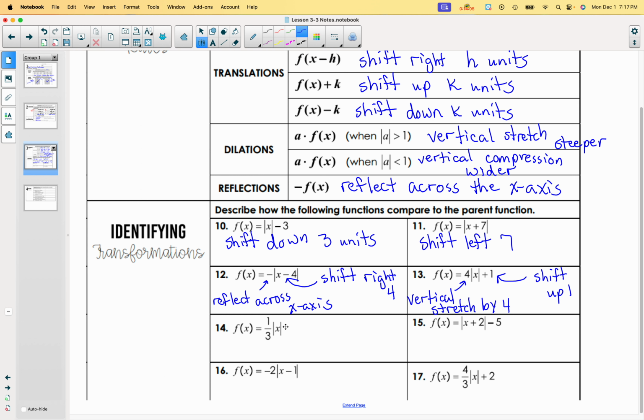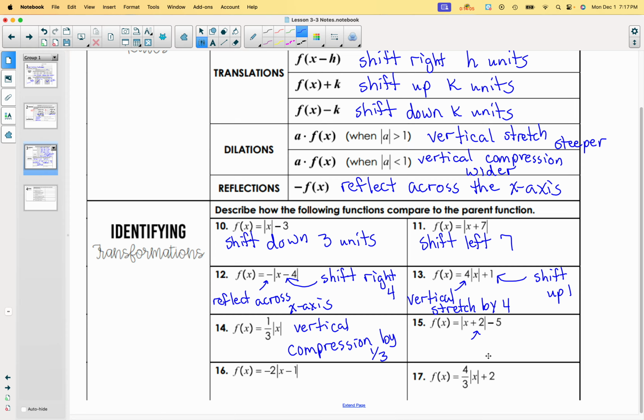This one is going to be, we're multiplying by a fraction that's less than 1. So that's like this second dilation. So we're going to have a vertical compression by a third. So it's going to be wider or flatter. This one's going to do two things.